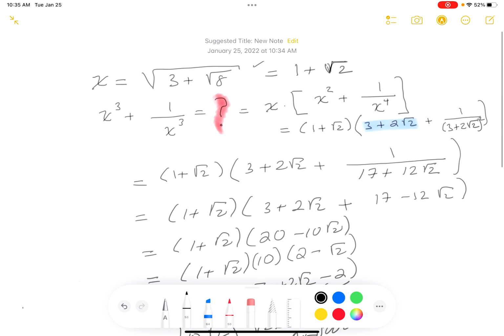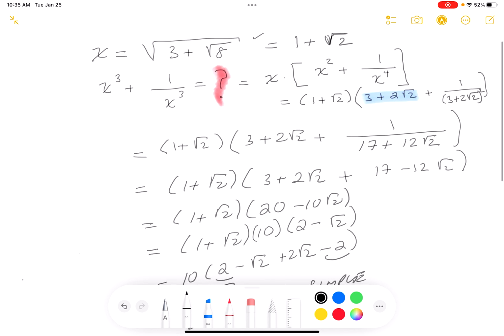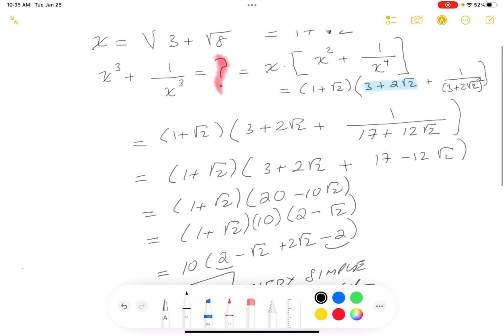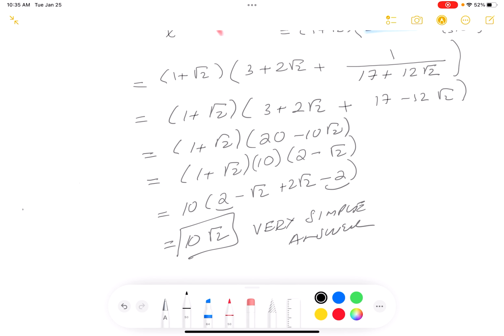All right, let's go back to the original problem. Nested root, and they're asking something that looked kind of difficult to do. Now, by the way, I'm not saying that there are no other roads to this end. What I'm saying is the end is 10 root 2's, and that's the end of the story.